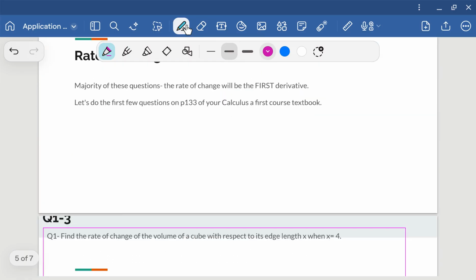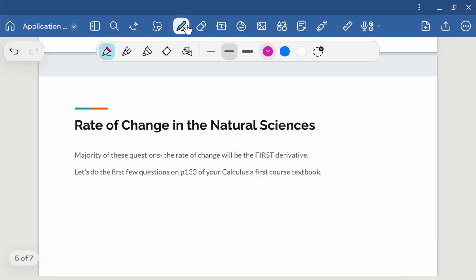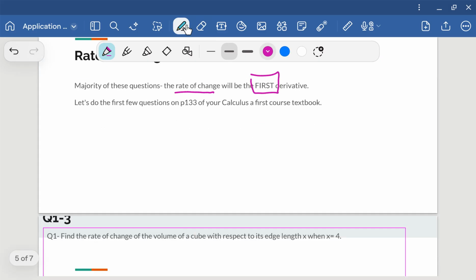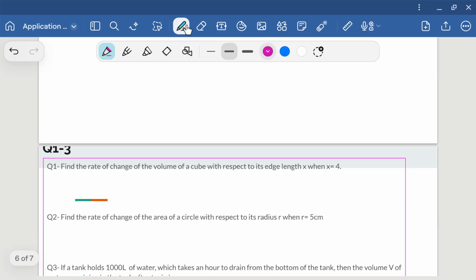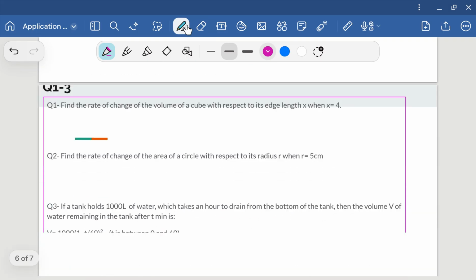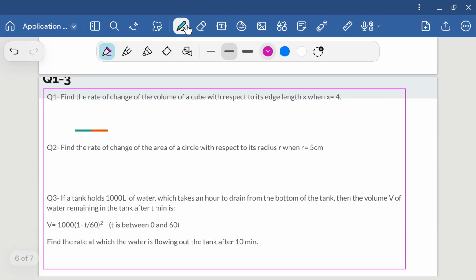3.3 then starts to talk about rates of change that don't have to do with a position time graph. So it might be something to do with chemistry or physics or biology or something else I can't even think of. But essentially, with most of these questions, when they give you information and then ask you for the rate of change, you are looking for your first derivative. So I just took some of the first few questions from the homework of 3.3, from page 133 of the textbook Calculus an Intro course.